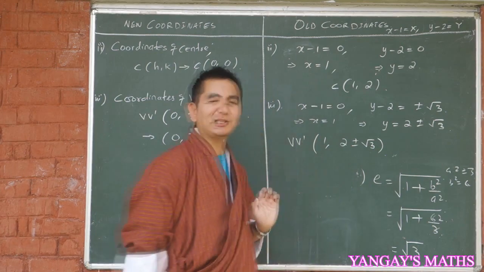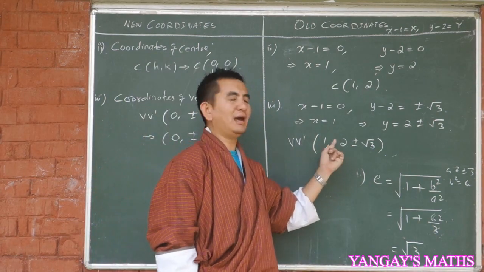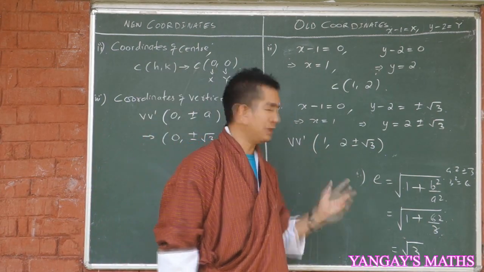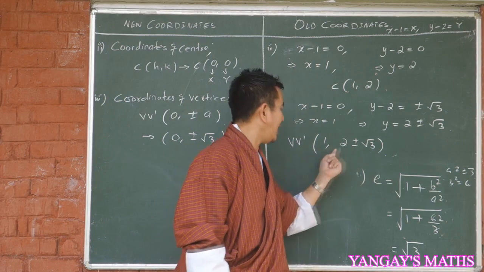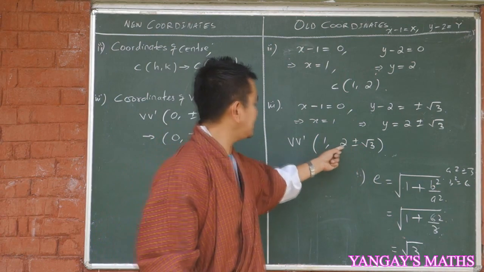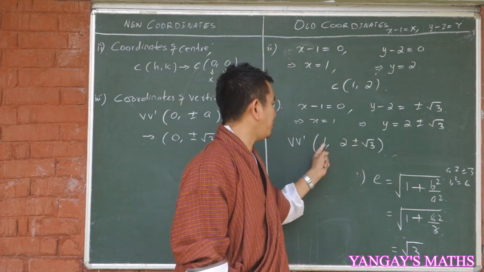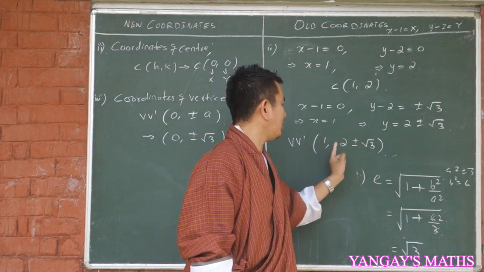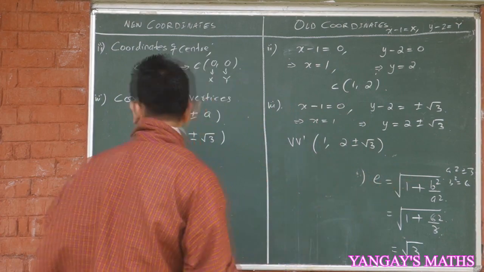You can write this way also. In case of ellipse, I've separated V and V dash. But if you want to write this way, no problem. 1, 2 plus or minus root 3. One is 1 comma 2 plus root 3 and another point, V dash, will be 1 comma 2 minus root 3. Simple as that one.